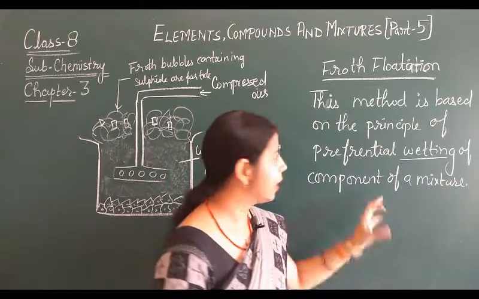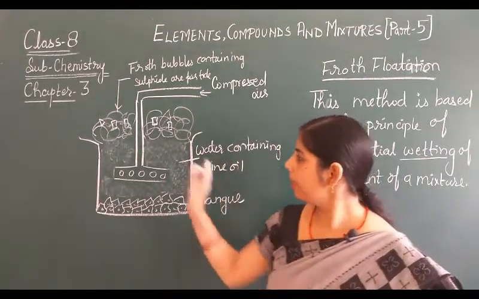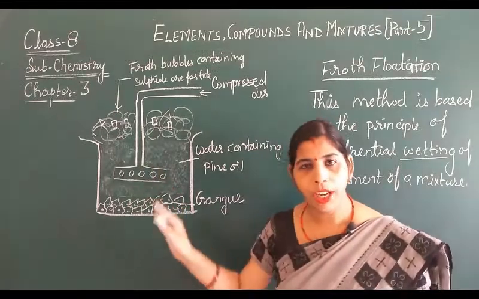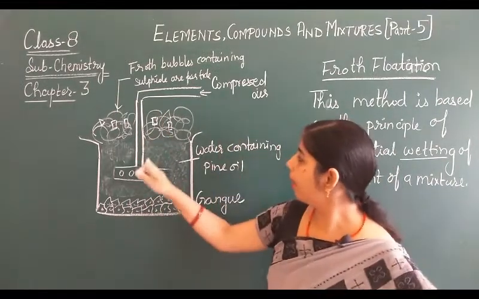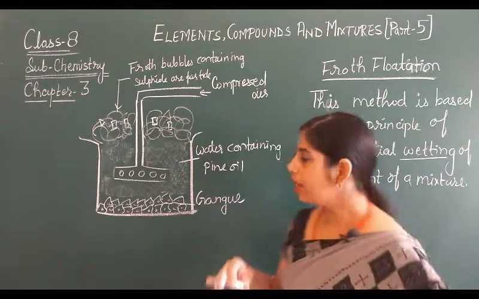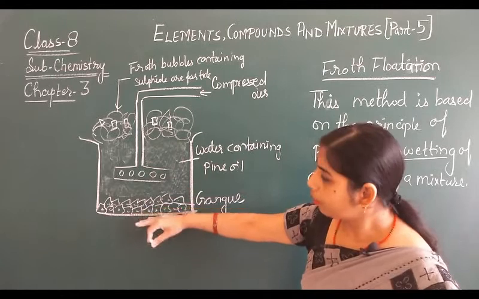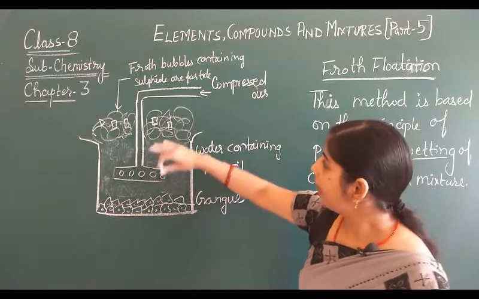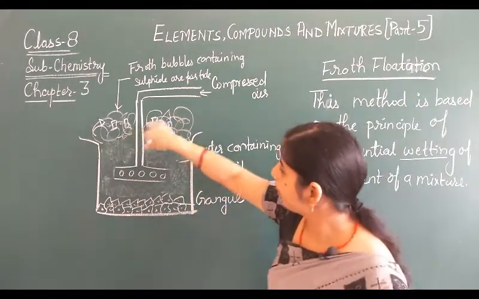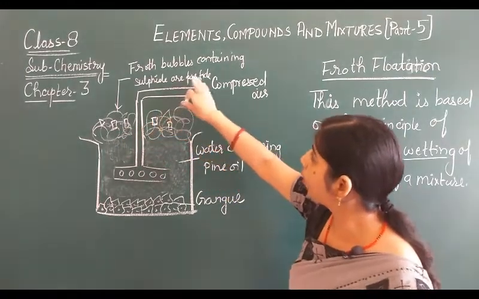Now what happens in this process? Generally the mixture is kept in a tank. Now compressed air is passed through it, which helps in the formation of froth, and the separation takes place. The dirt impurities settle down at the base and the substances are separated and float on the surface of the tank in the froth.